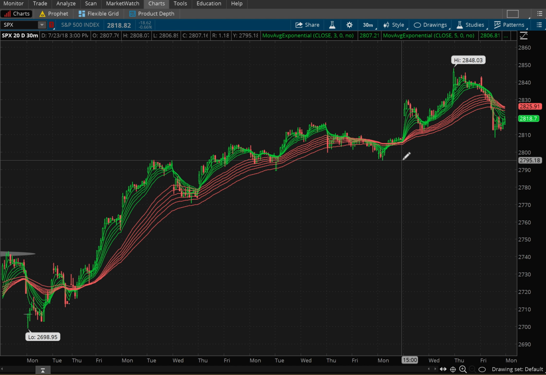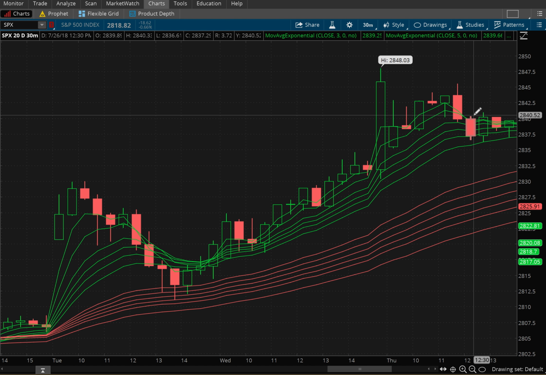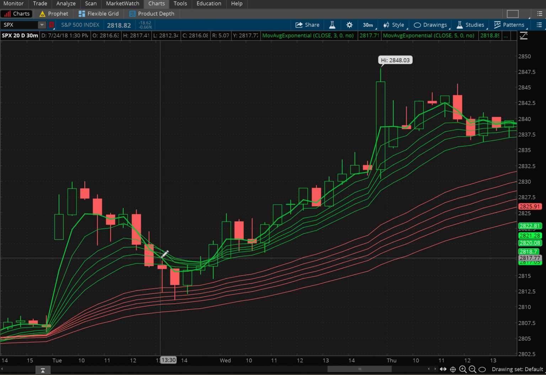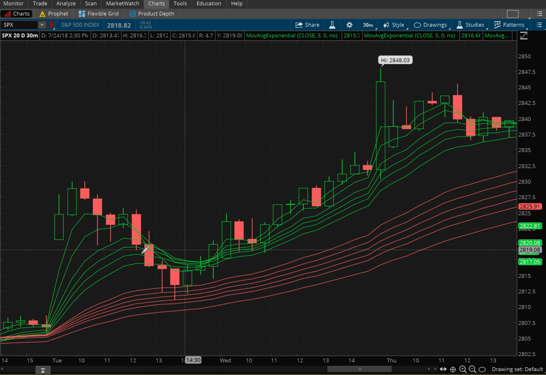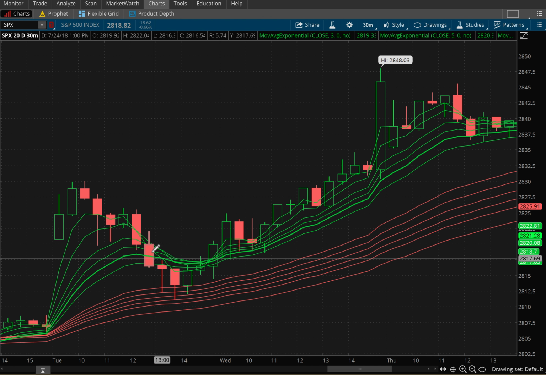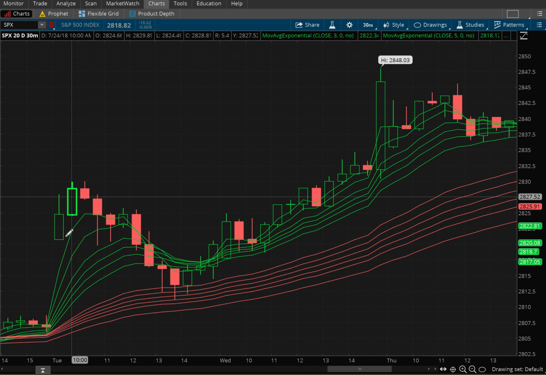Now why 30 minutes? Because if you start looking at this from 9:31, so between 9:30 and 4, this is what was Wednesday. So about 13 candles, right? 3, 6, 9, 12, and 13 candles. So 3:30 to 4, you're looking at 13 candles.